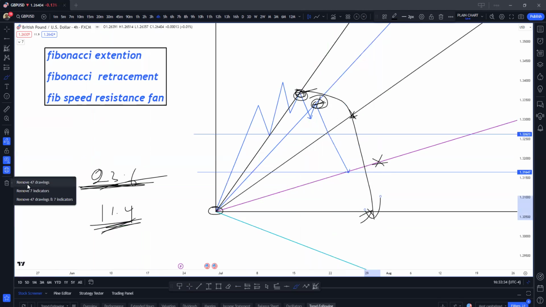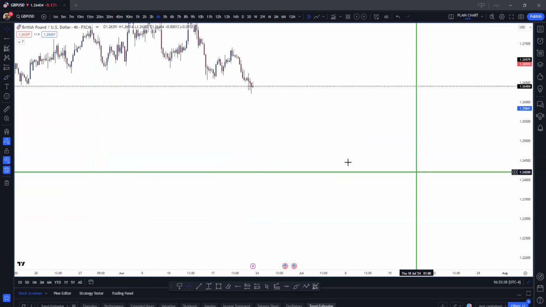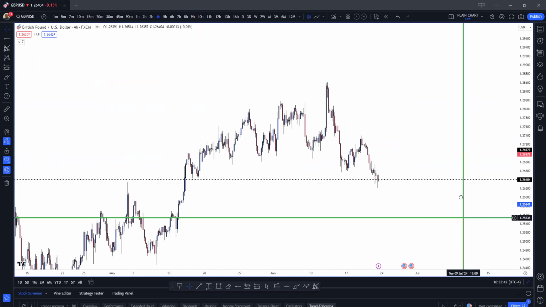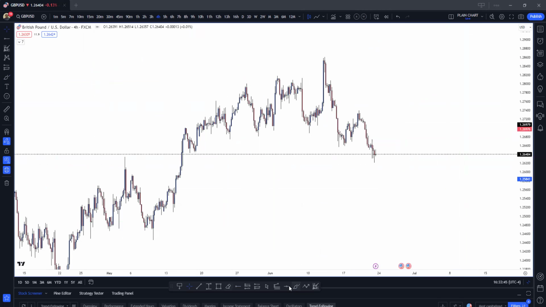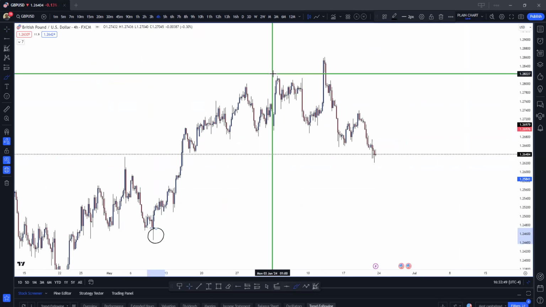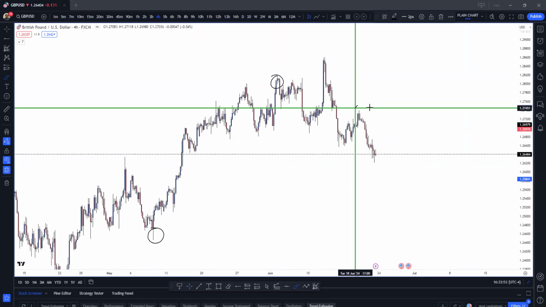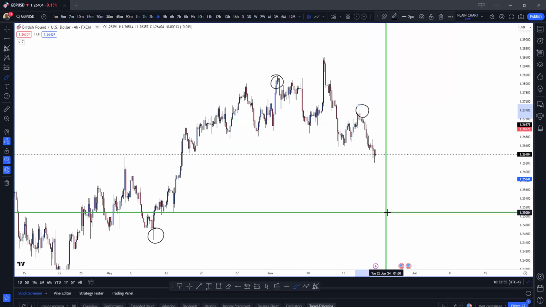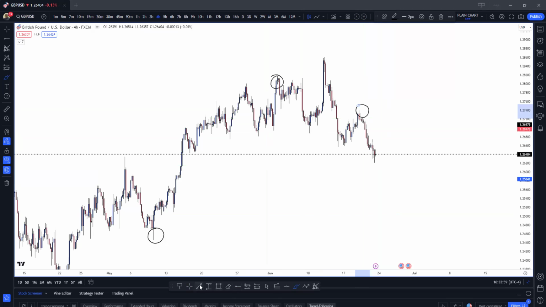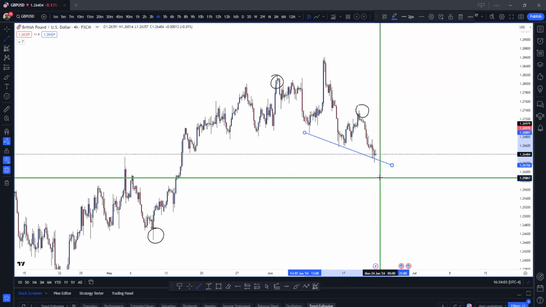So let's look for some examples, and I'll show you another form where you can use this. Here on GBP USD on the 4-hour time frame, I'm going to mark this level here as the beginning of the trend, and I'll mark this as my left shoulder and right shoulder. This looks tricky. This is the perfect scenario where you want to use the fan, because if you are drawing a neckline here, it's going to be tricky.